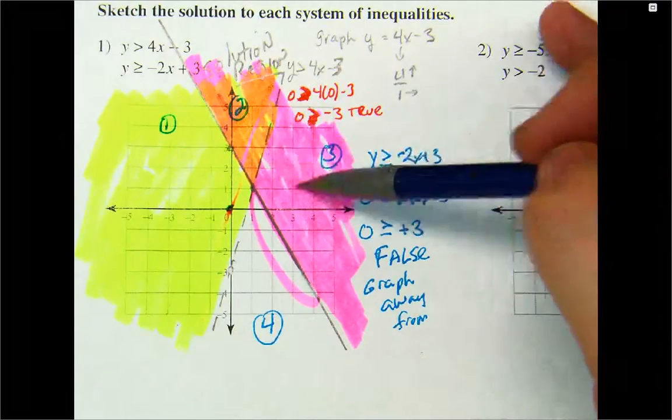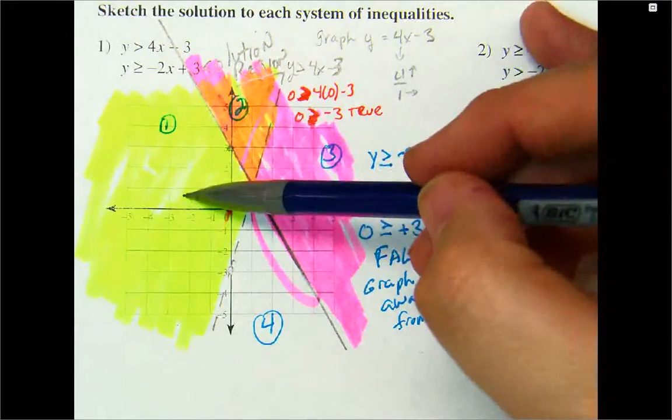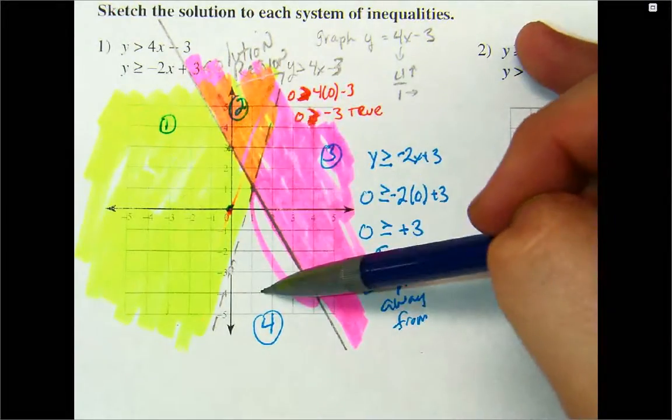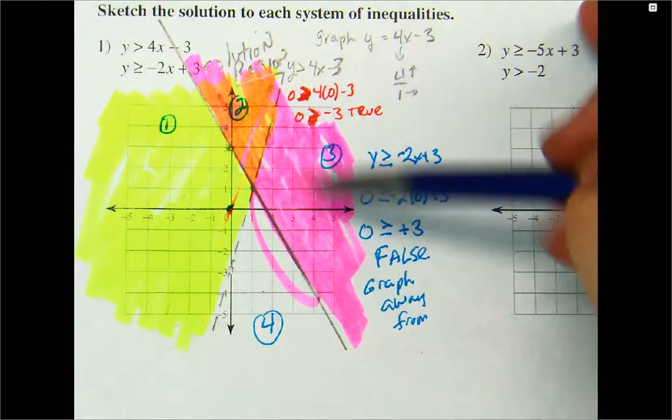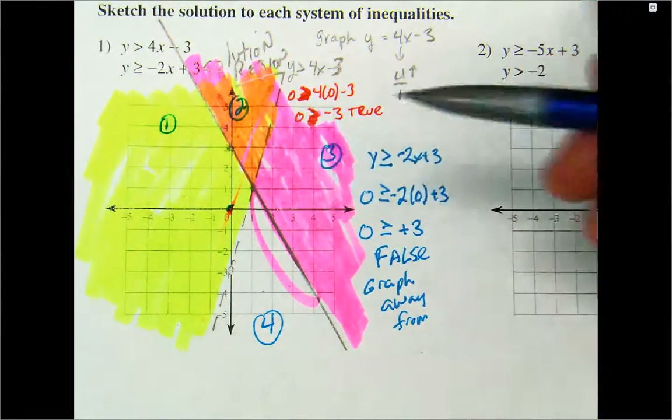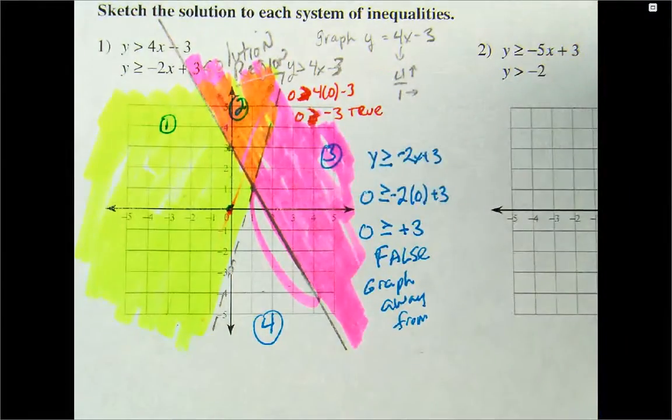This one works for one of them, this one works for none of them, this one works for one of them, and this one works for both of them. So your job is going to be trying to find the regions for both of them. And it's that overlap that's going to work.